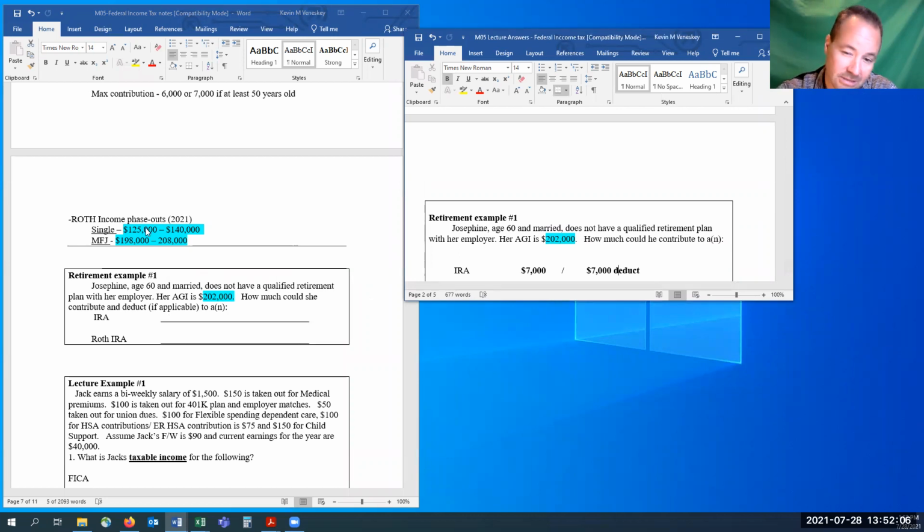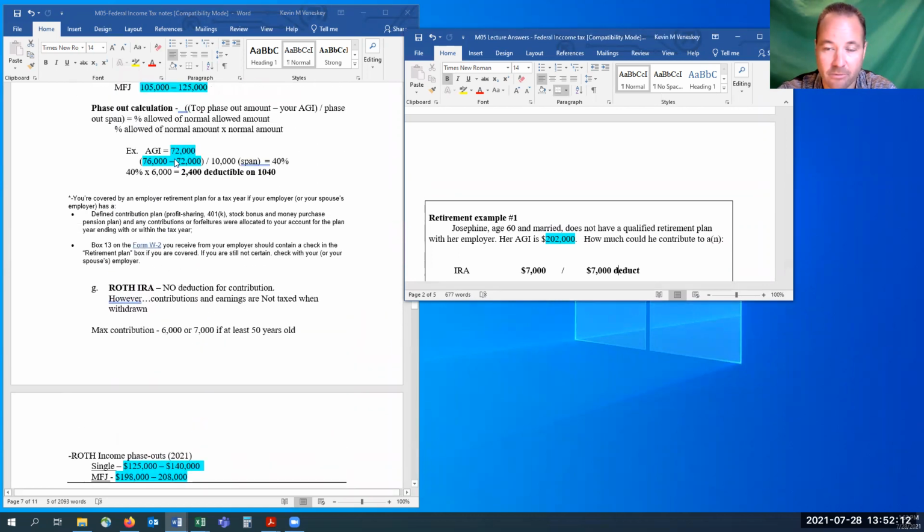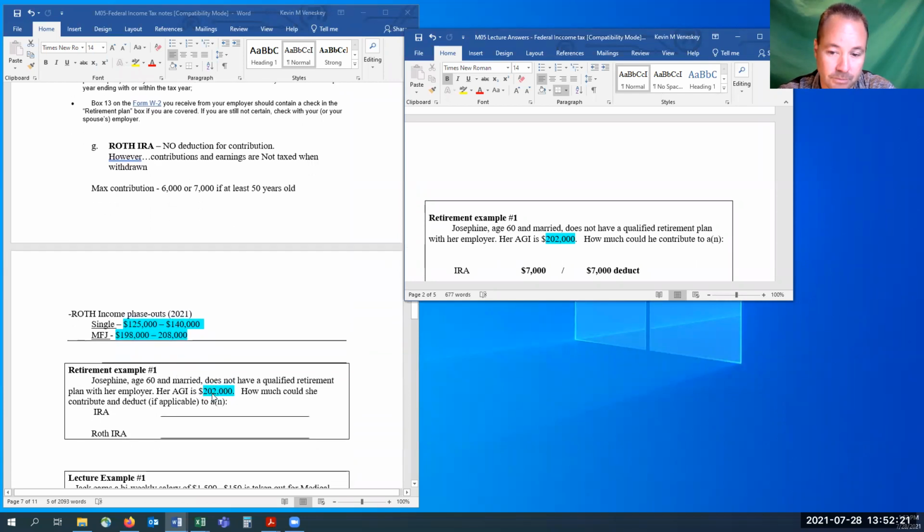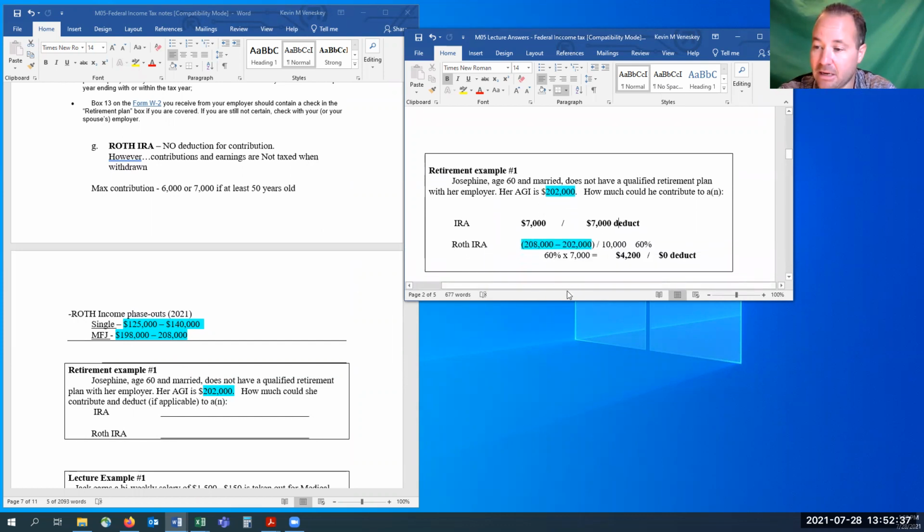Now for the Roth, she's in this phase out limit. So again, we go back up to our formula. It's the same type of formula, same calculations. Take the top number, 208,000, minus the 202,000. So that's 6,000. And then divide 6,000 by the span, which is 10,000 again, and that would be 6 over 10, which is 60%. So she would be able to put into the Roth IRA 60% of 7,000, which happens to be 4,200. Of course, you cannot deduct anything when you put it into a Roth IRA.